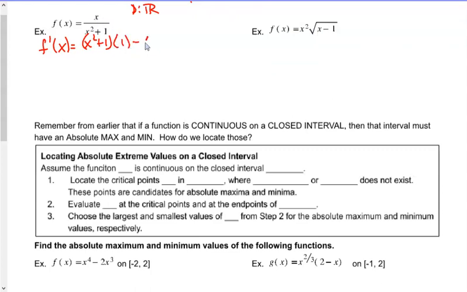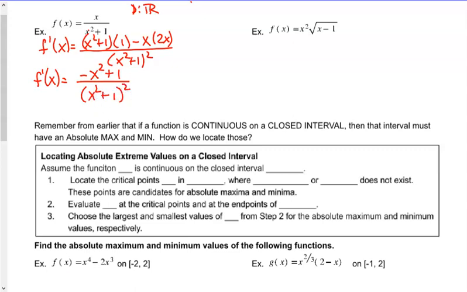Minus h d h, which would be a 2x, all over the denominator squared. So I'm going to clean that up a little bit on top. This gives me x squared plus 1 minus 2x squared. So that gives me a minus x squared plus 1 all over x squared plus 1 quantity squared. So here, again, is a situation where the denominator is always going to exist. It's not a DNE, so we wouldn't have to worry about that.